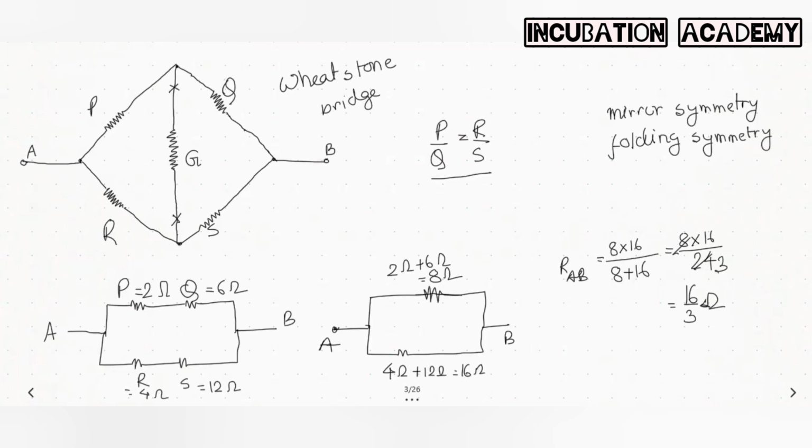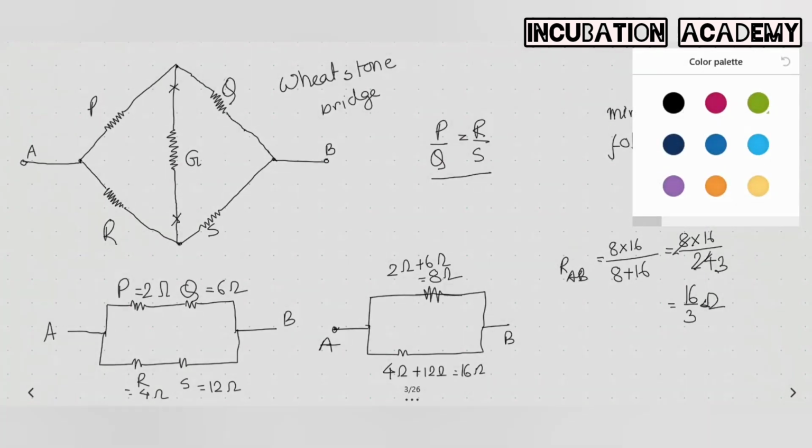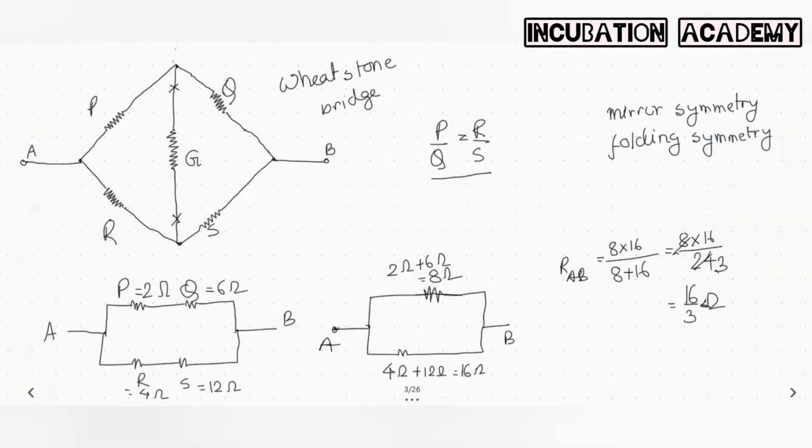Very simply, if you don't have any idea of the Wheatstone bridge, it can be considered that about this line, this circuit is completely symmetric. Since it is completely symmetric, we can just omit the resistor G. This is another way of working, but since the Wheatstone bridge is in our syllabus, I am following that one. So 16 by 3 ohm is my answer, and option C is the correct one. Okay, thank you all of you.